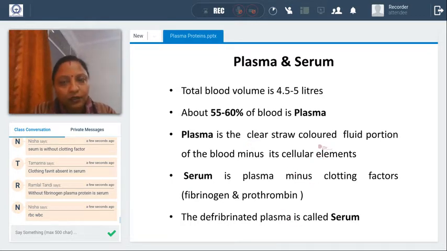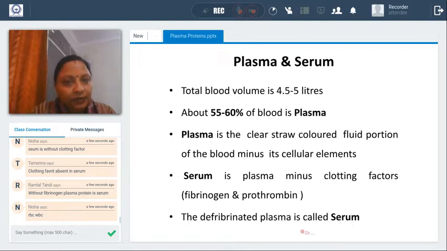Is it clear? Have you understood the difference between plasma and serum? Please write in the box. Plasma is blood minus its cellular elements and serum is defibrinated plasma, or we can say plasma minus clotting factors.